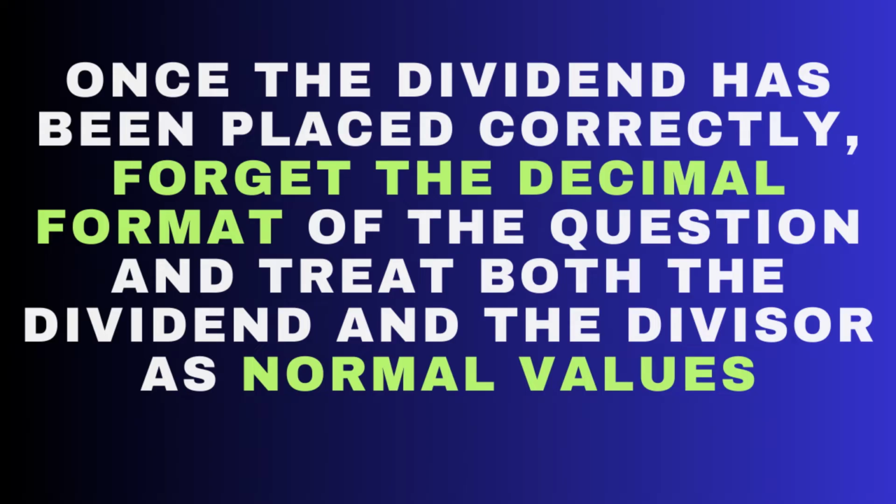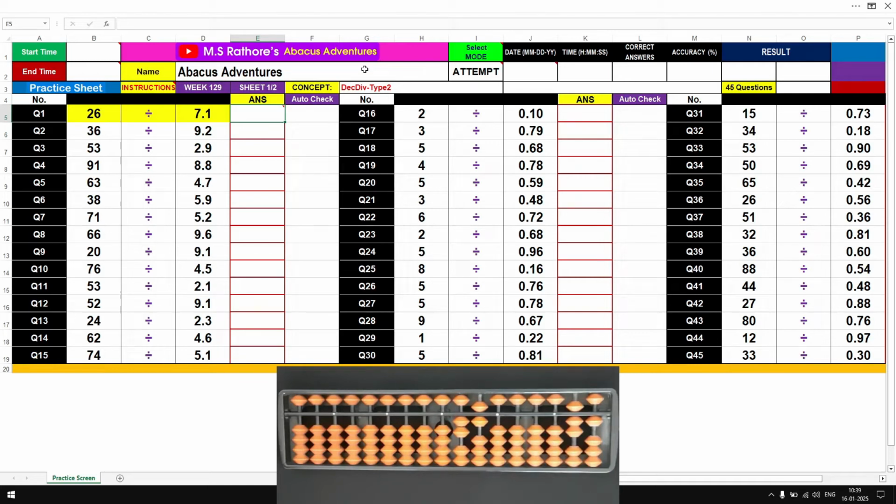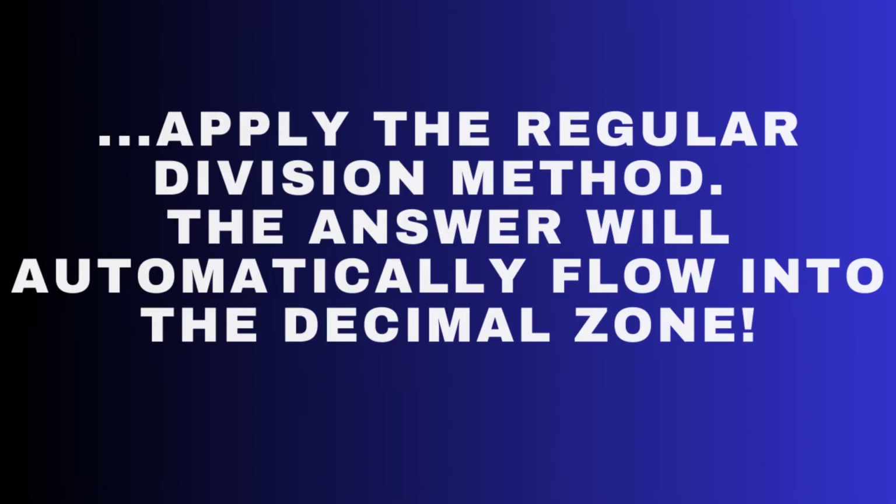7.1. Once the dividend has been placed correctly, forget the decimal format of the question and treat both the dividend and the divisor as normal values. So we have already placed the dividend from rod number 0, 26. Now this is the divisor 71. We are treating it as a normal value, not a decimal value. Now 26 divided by 71. Now the normal rules of division apply here.